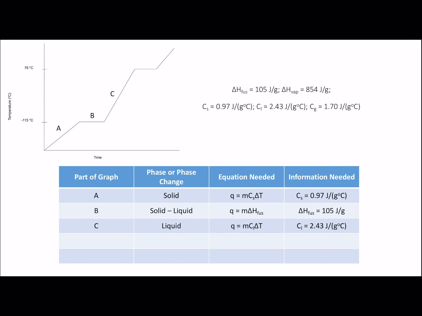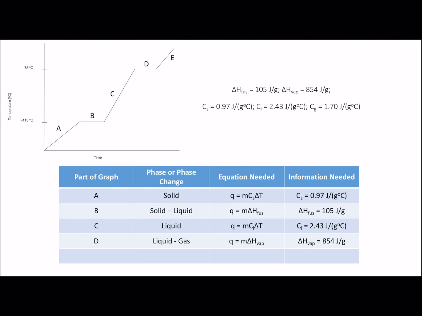Then the next part, which I've labeled letter D, is where we have a liquid that is starting to become a gas. This is when our substance is going to start boiling, as we normally see with water, and we would see the same thing with ethanol when we got to 78 degrees Celsius. Again, notice there's no temperature change, so the equation we would use is Q equals m times the heat of vaporization, because here we're having that vaporization process happening. And again, they give us that heat of vaporization.